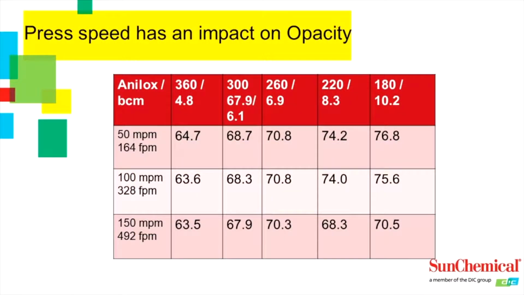Press speed does have an impact on opacity. As we use a banded Anilox with a given white, we noted that going from 50 meters per minute to 150 meters per minute, there was a drop off in opacity, particularly at higher volumes. On the right-hand side of the screen, you will see the opacity drop from almost 77 down to 70, while with the thinner ink film, we see only a slight drop.